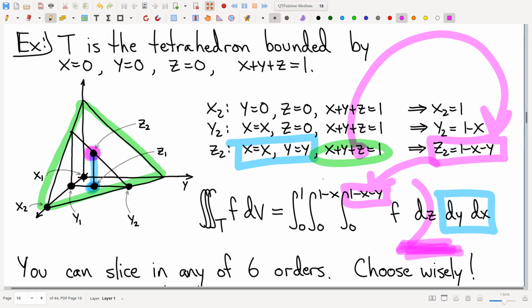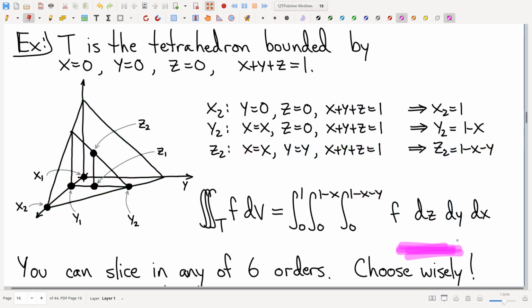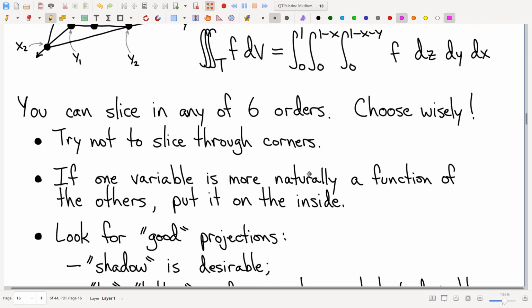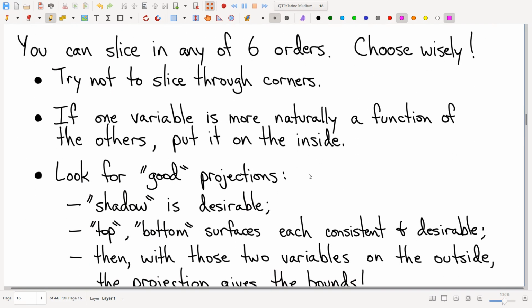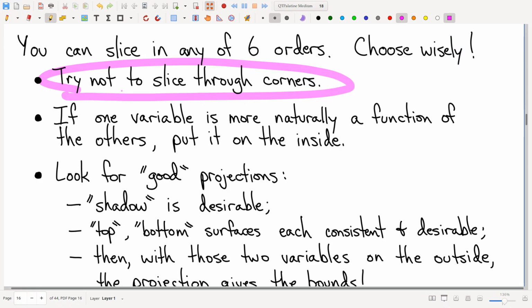Okay, so that's the mechanics of the process. Everything that follows is basically examples and strategy. Try to choose between the 6 orders. Try to choose wisely, best you can. There is no perfect algorithm to tell you which of the 6 orders you should choose. Just like with double integrals, try not to slice through corners. Again, bad things happen. It means you're going to have to write down multiple iterated integrals. That's no fun.